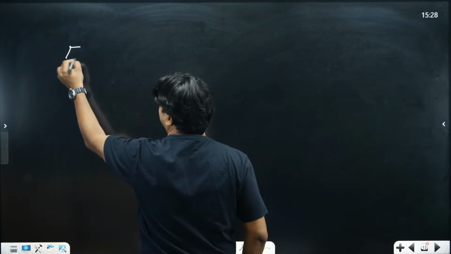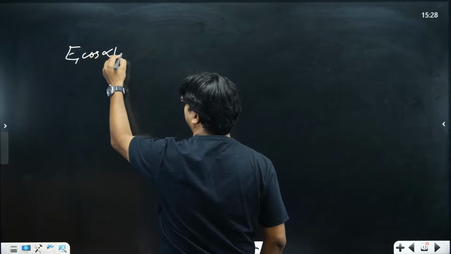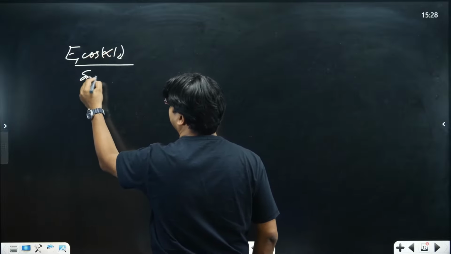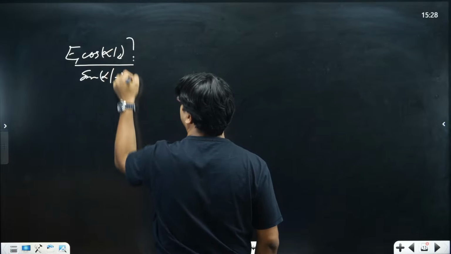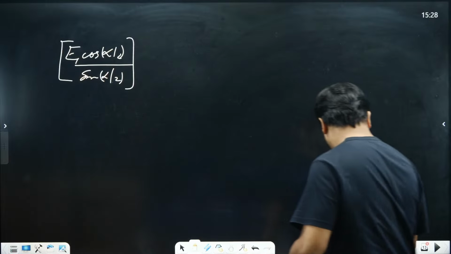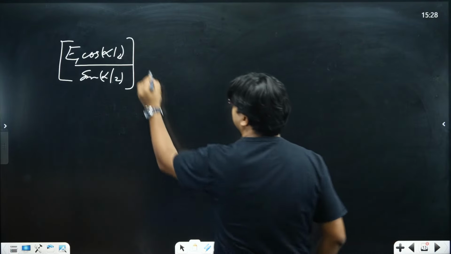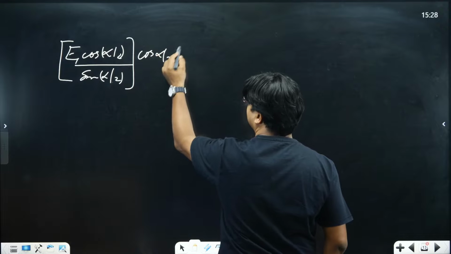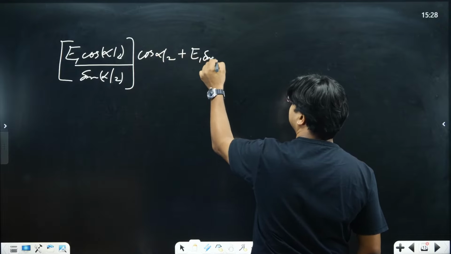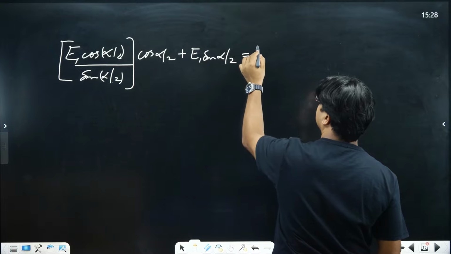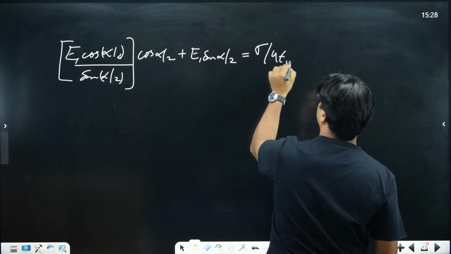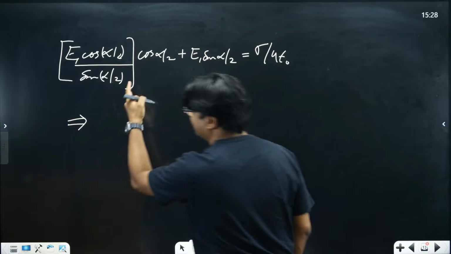It will become E1 cos alpha by 2 divided by sin alpha by 2. That's E2. And E2 was multiplied with cos alpha by 2. So I'll do that. So cos alpha by 2 plus E1 sin alpha by 2 is equal to sigma by 4 epsilon naught. So this changes to, now we'll do the math.